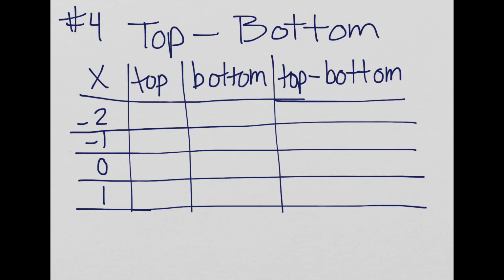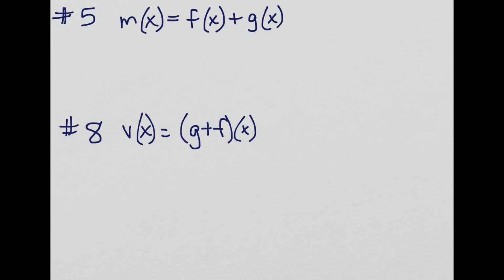Okay, and then on number 4, pay attention. It says p of x minus c of x, so make sure you do the top function minus the bottom function. And it might help you to make a table. Okay, look at number 5 on the back. It's actually identical to number 8.